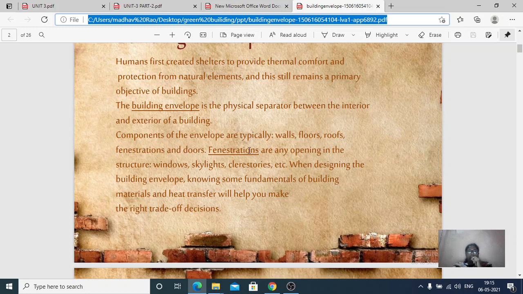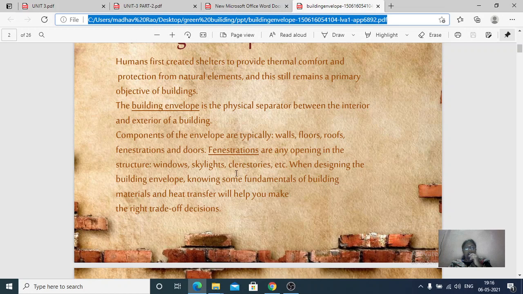The components of the envelope are typically walls, floors. It means mostly whatever partitions you are going to make in your building, the physical separators between the interior and exterior of the building, that is known as the building envelope. So the components of the envelope are typically walls, floors and roofs, the fenestrations and doors.